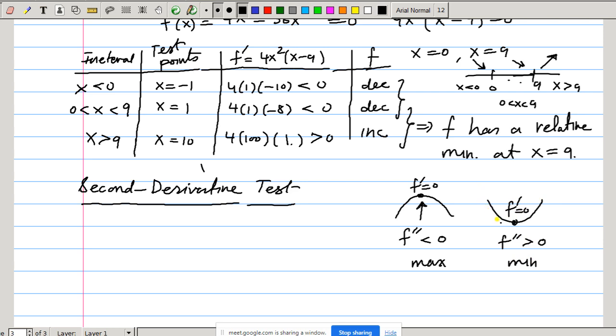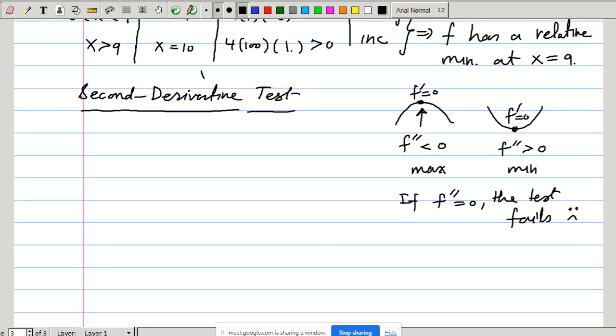You see, when concavity is upward we pass through a valley, if concavity is downward we pass through the top of the mountain. So this is the second derivative test, but here if f double prime becomes 0, the test fails. This is the problem with the test. The test fails and we go back to the first derivative test. So this is an easy test, but it sometimes fails.